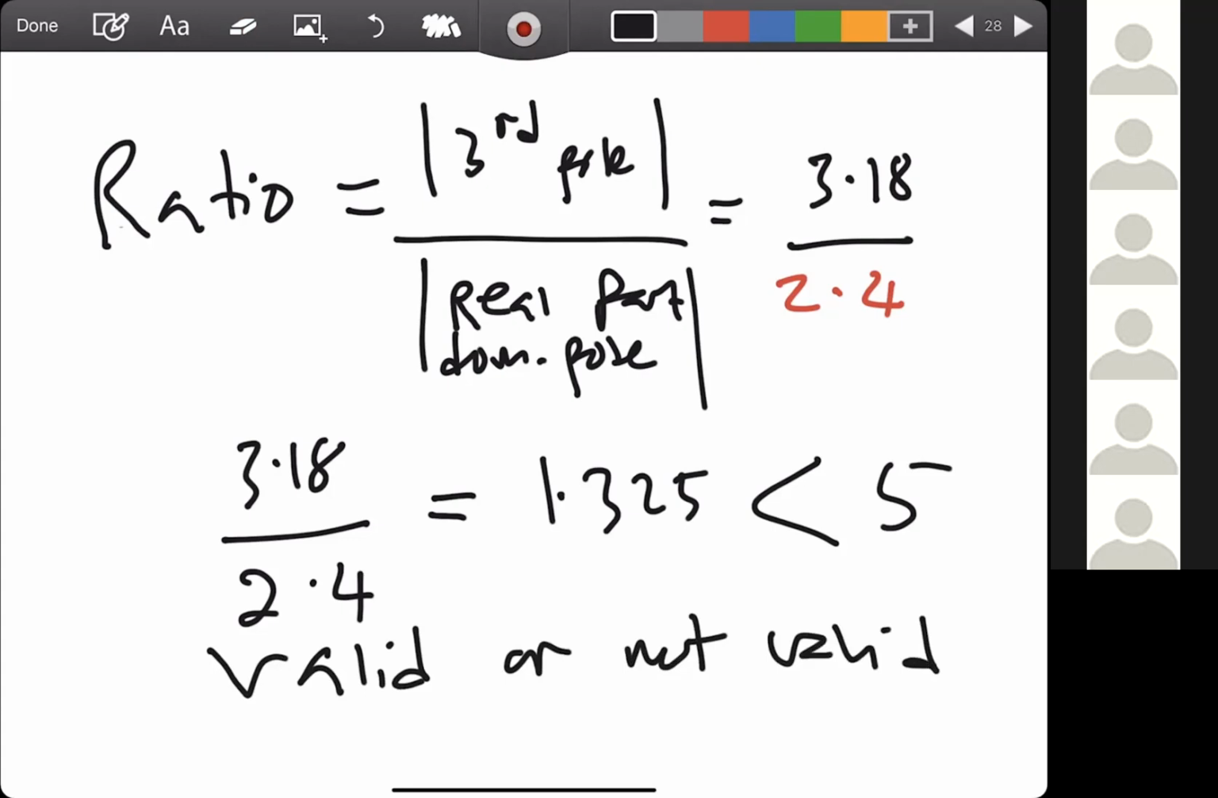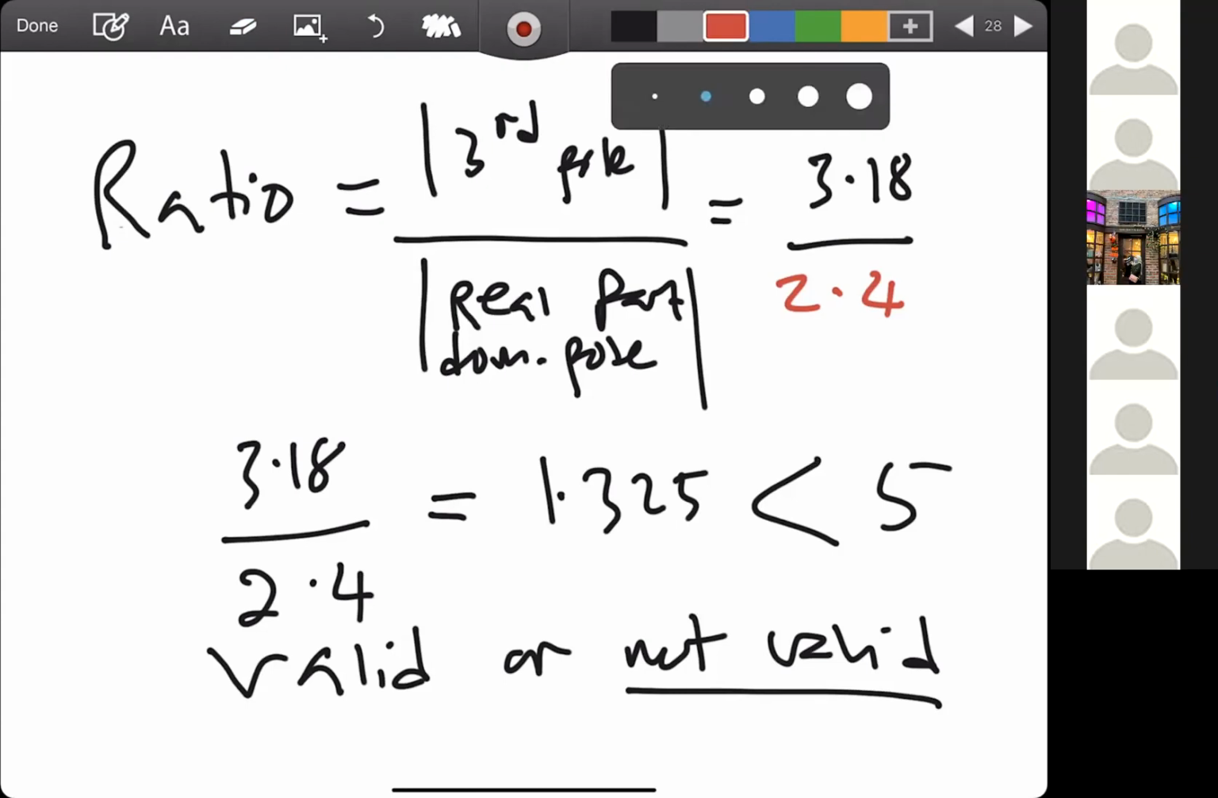Those who said not valid, raise your hand using Zoom. Faris, Jensen. Everyone says not valid. Okay. Actually, the answer is valid.